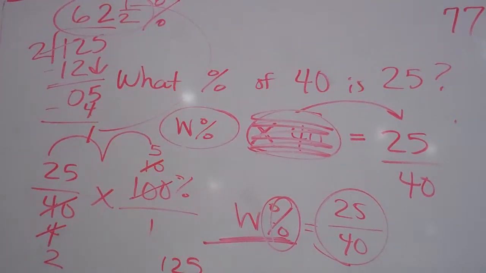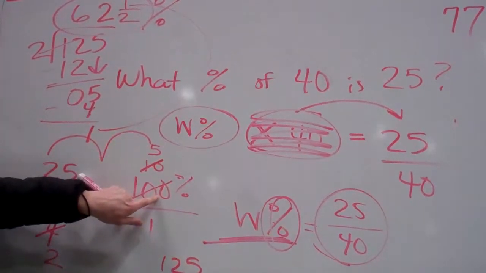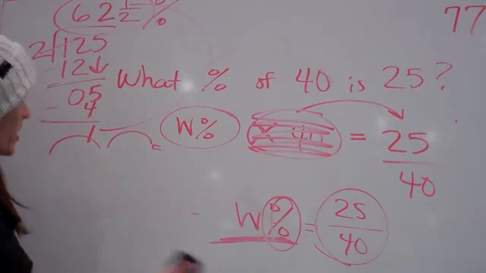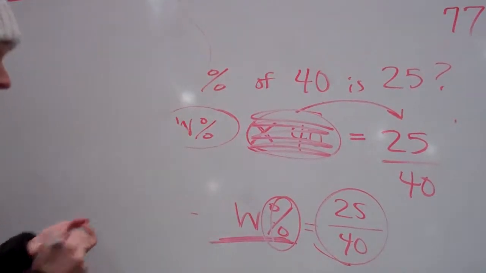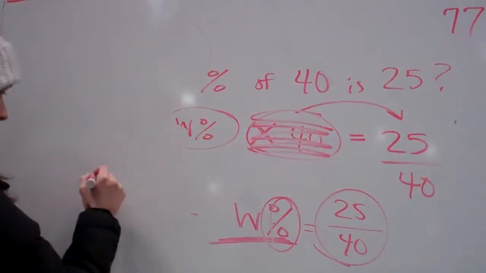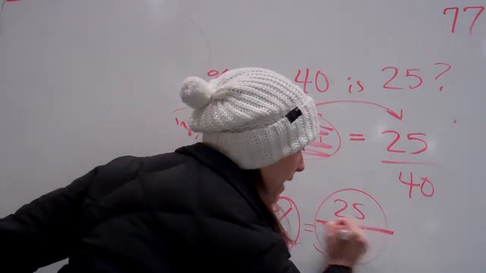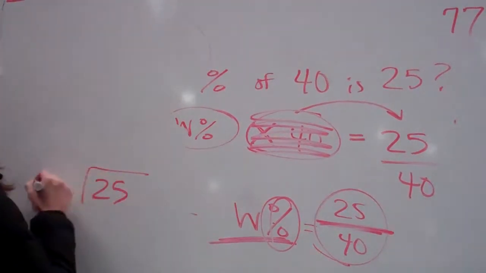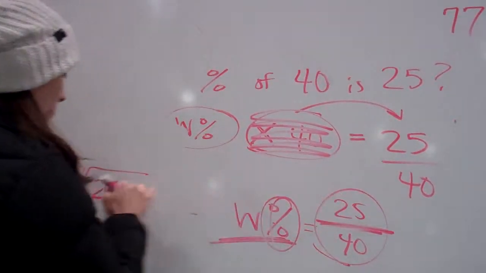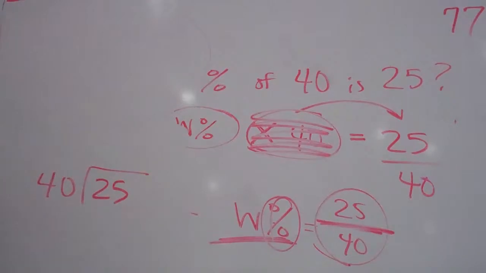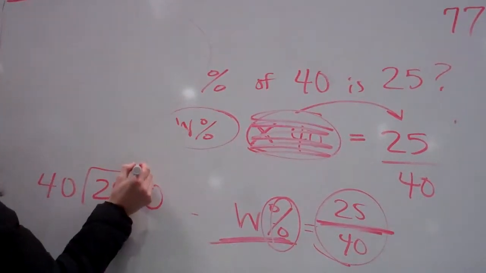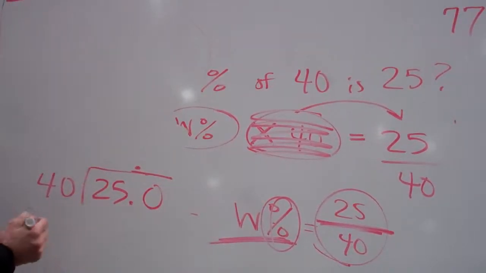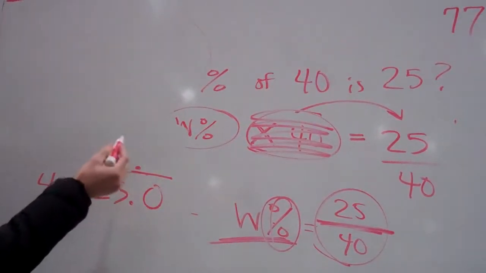Now, if you don't want to do it times 100 right here, let me show you another way that you can. Some people may like it a different way. You can just take this 25 divided by 40. Always remember the top number goes on the inside. We're going to make it into a decimal number, and bring it up because we don't have enough numbers right here. And then you can go 40 goes into 250.